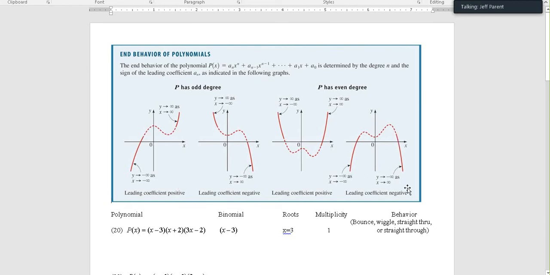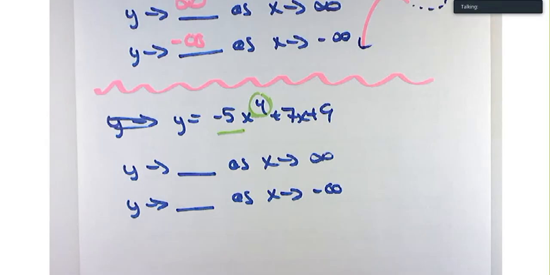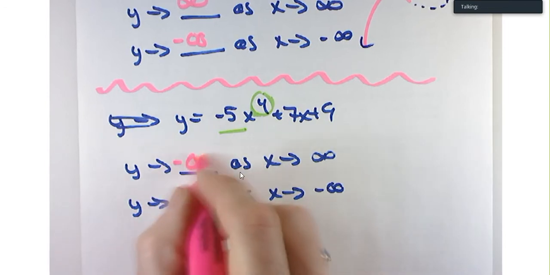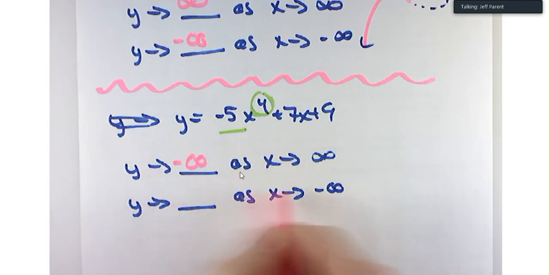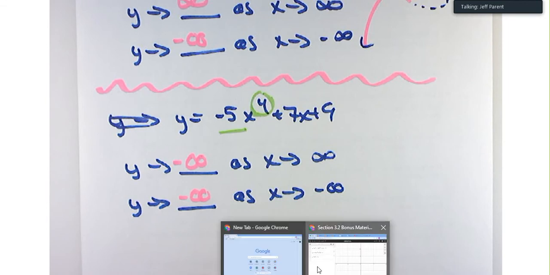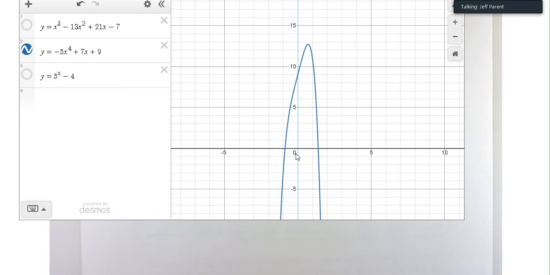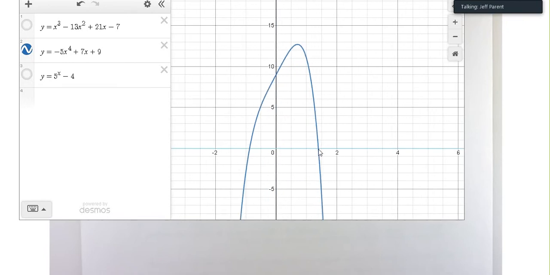So eventually this is going to go down on both ends. So that means as x approaches infinity, y is going to approach negative infinity. As x approaches negative infinity, the y values also approach negative infinity. In fact, there's nothing wrong with double checking yourself on Desmos or on your graphing calculator to kind of look at this. So let's take kind of a quick peek at that one. Bam, looks like that. So not a big surprise. It's kind of matching a little bit of what we expected.